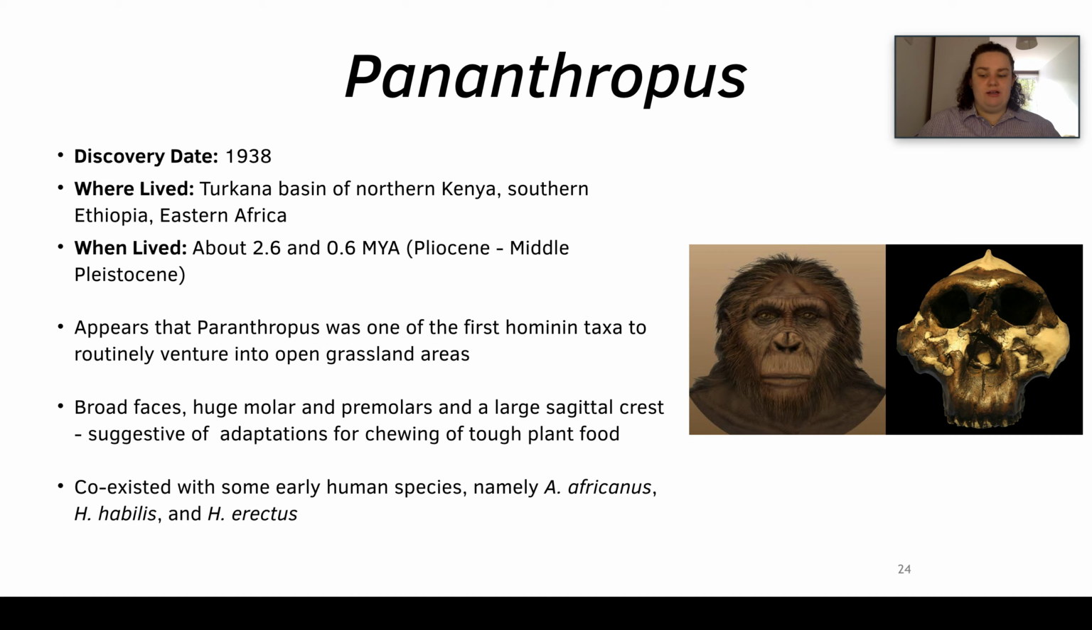And with Paranthropus, they have really broad faces, and they have really massive molars and premolars, as well as a large sagittal crest. A large sagittal crest is that little bit on their skull there, and it's a muscle attachment site for your jaw. So for example, a hyena has a huge sagittal crest which holds its muscles to allow for breaking bone. And it's thought that Paranthropus coexisted with some early human species, including Australopithecus africanus, Homo habilis, and Homo erectus.